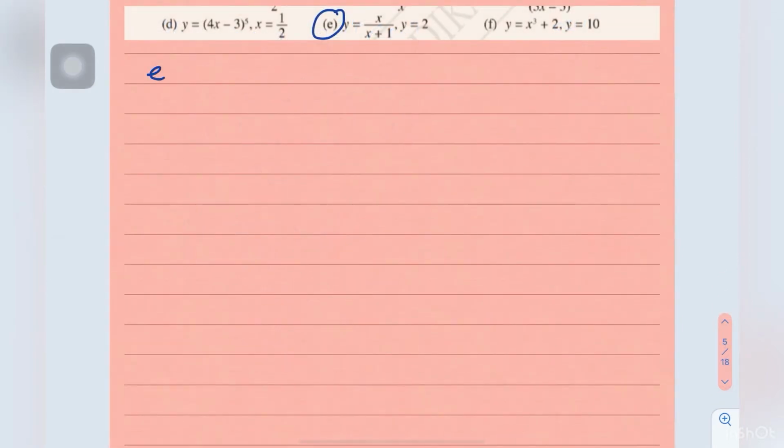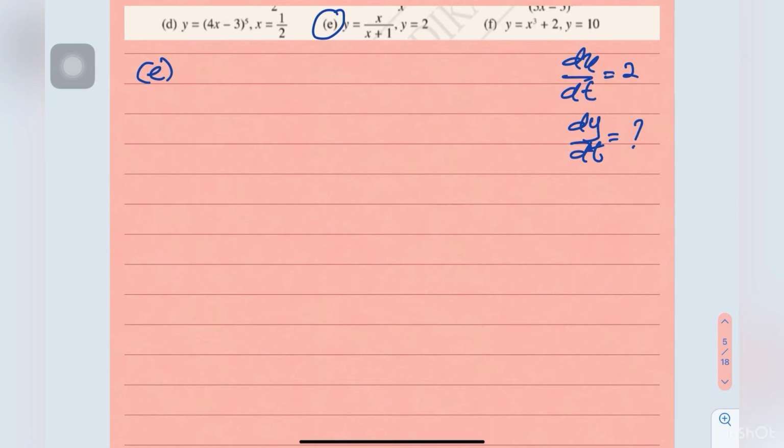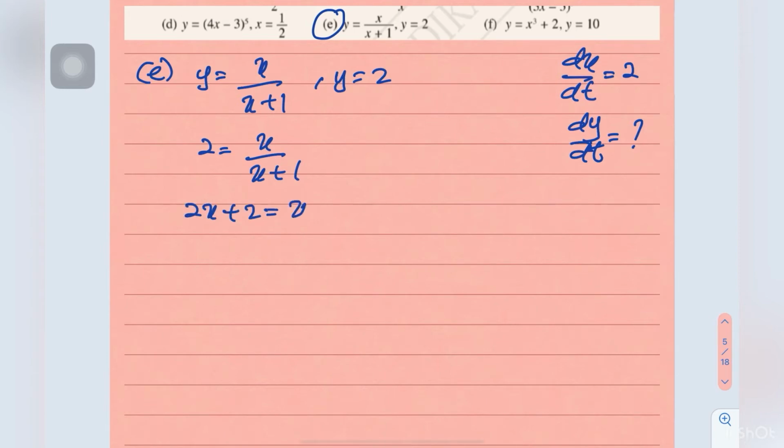Question E. Same, dx/dt is given from the question, which is 2. Find dy/dt. Okay, so here y equals x over x plus 1, and y equals 2. Okay, so for this question, you have to find the coordinate of x first. So we substitute y is 2, so 2 equals x over x plus 1. Here we have 2x plus 2 equals x. So then x equals negative 2.